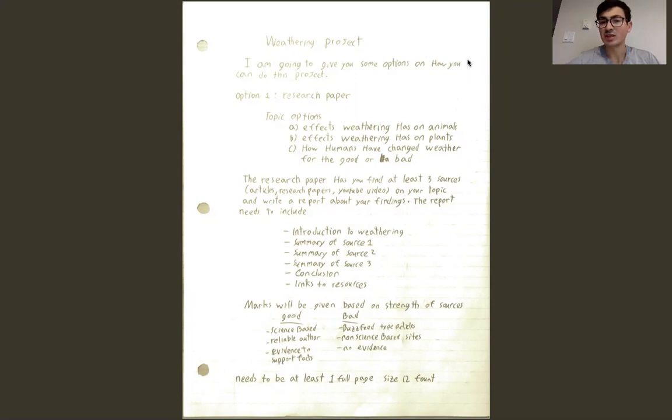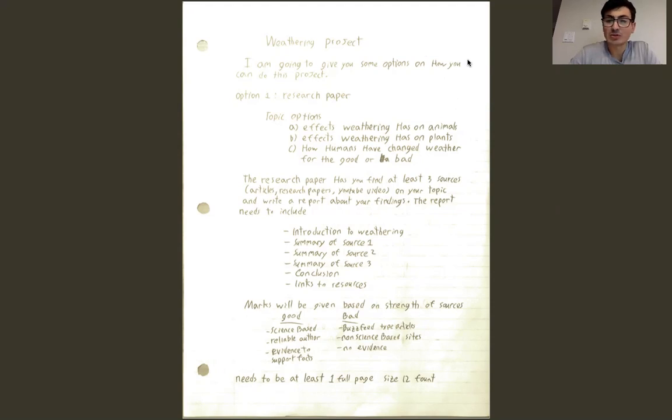Topic C will lead into climate change, which is what we're going to be starting on Monday. But well, I guess A and B will also do that. So this will kind of lead a little bit into Monday's topic, climate change. It's your choice which of those three topics you want. If there's another topic around weathering that you really want to do a research paper on, feel free to email me and we can discuss if that would be a possibility.